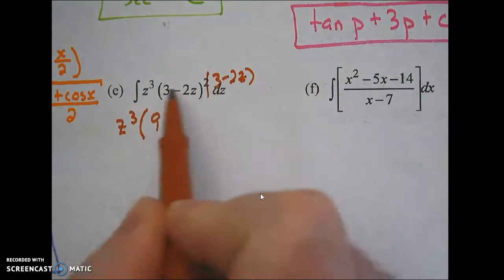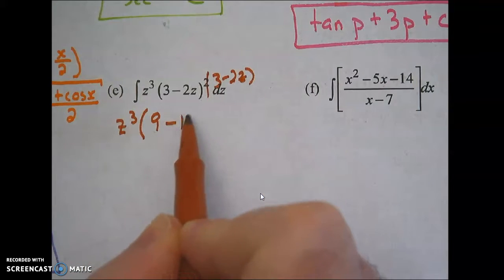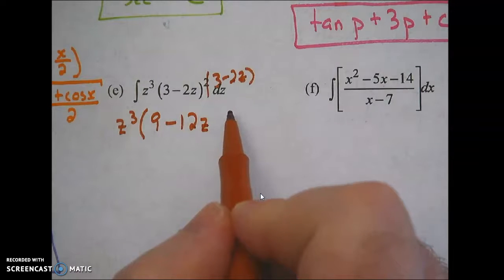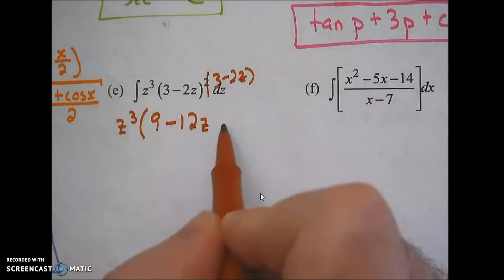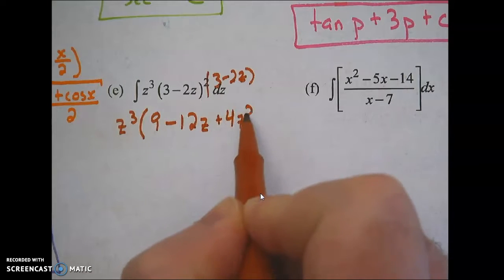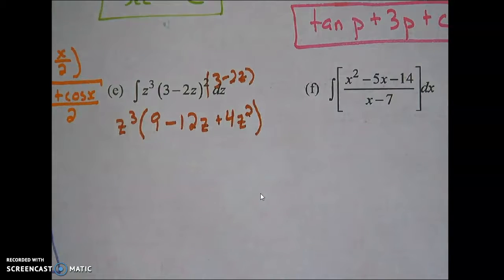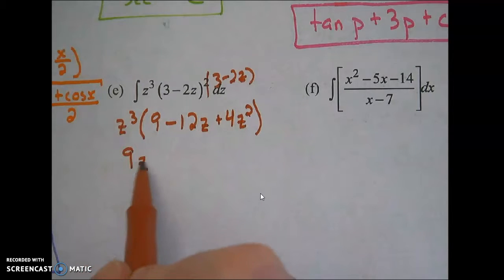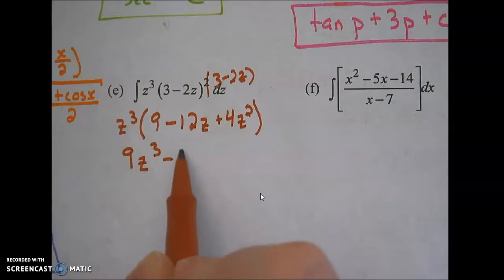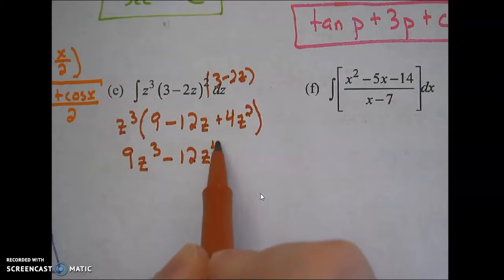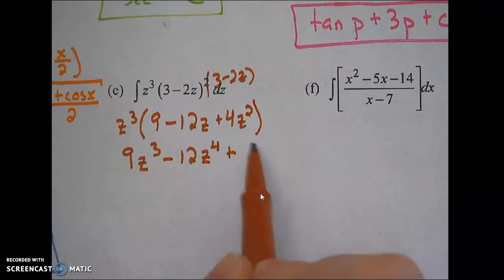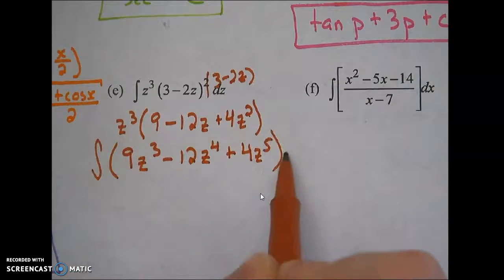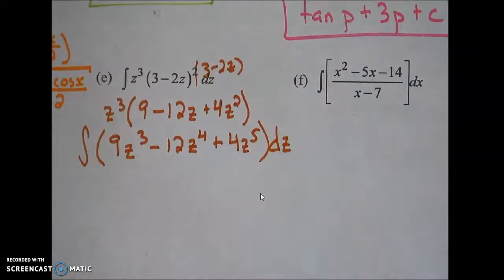3 times 3 is 9. That's a minus 6. That's another minus 6, so that's minus 12 z's. And then negative 2 times negative 2 is positive 4 z squared. So now I've expanded the quantity. Now I'm going to distribute the z cubed, so I get 9 z cubed minus 12z to the 4th plus 4z to the 5th. This is what I'm trying to integrate. My variable of integration is z, so don't forget your dz.